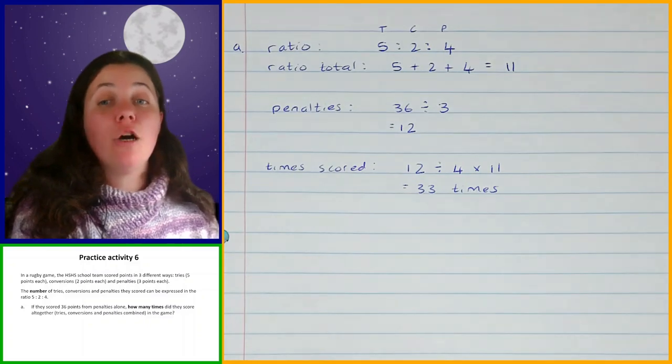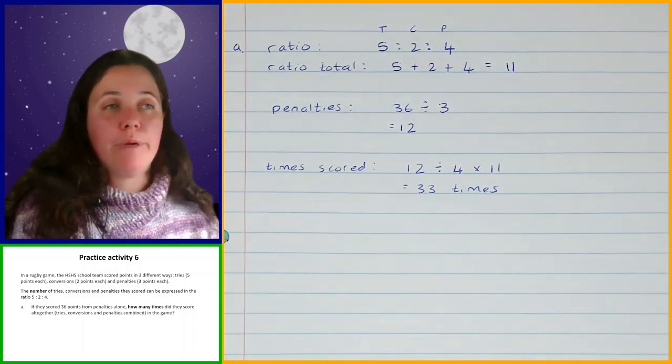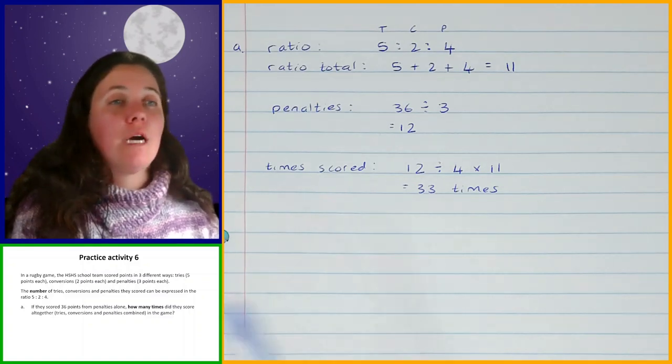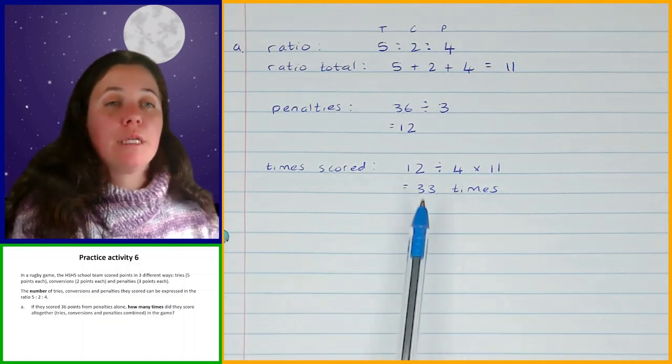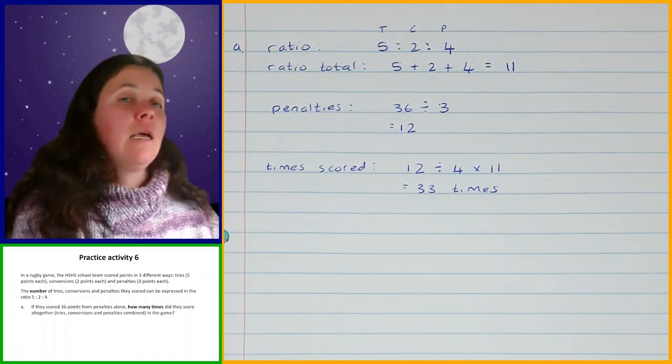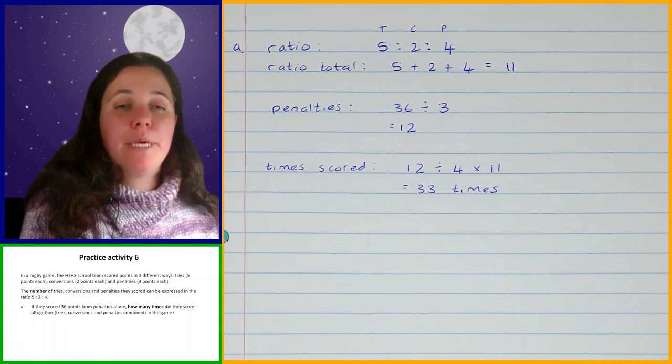We don't know how many of each of them there were, except we know that there are 12 penalties. But the rest of them, we don't know the distribution at this point of tries and conversions. But we do know that they scored 33 times altogether. So that was question A. Now you're going to do question B.